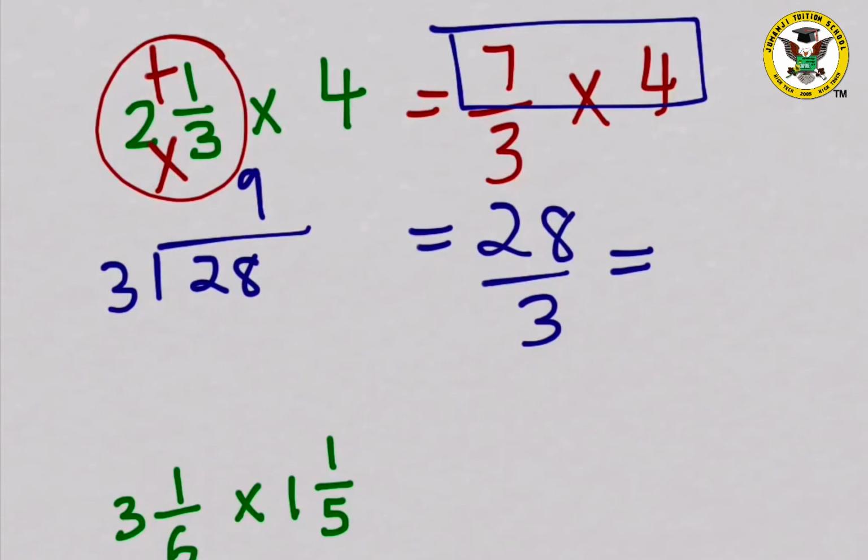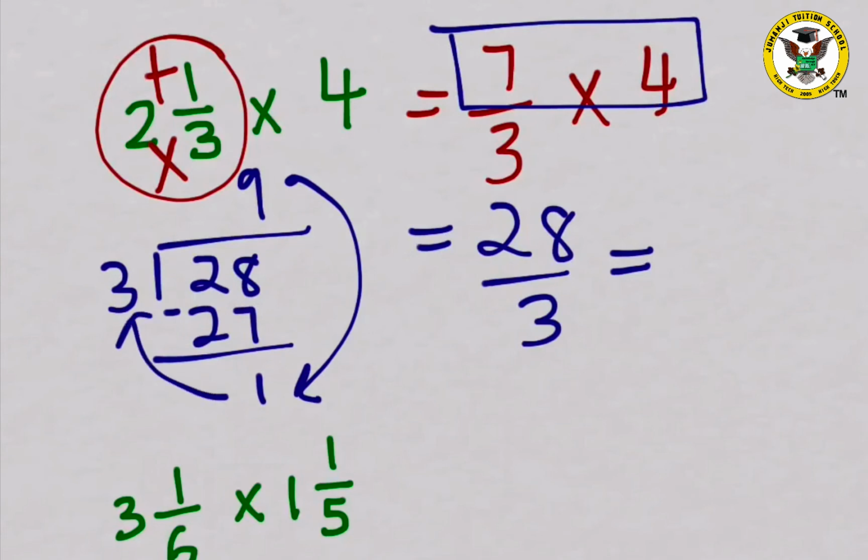So we get 9, 27, and then 1. So from 9 to 1 and to 3. So the final answer is 9, 1 over 3.